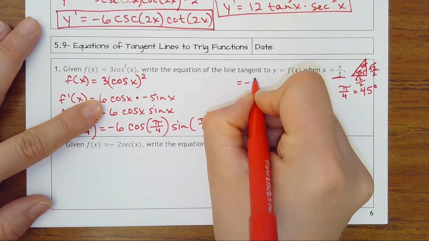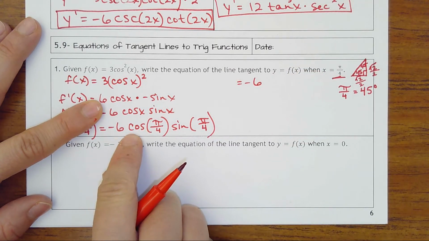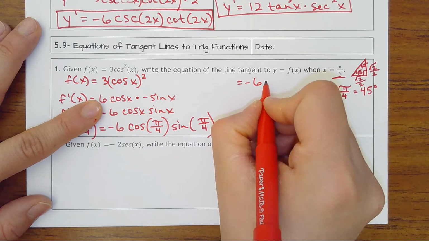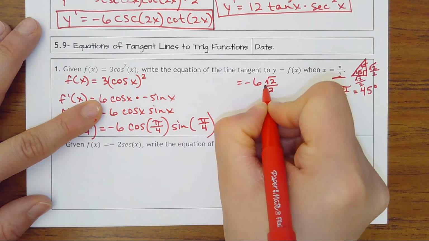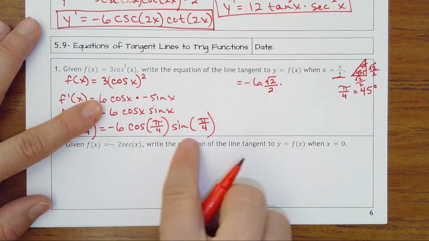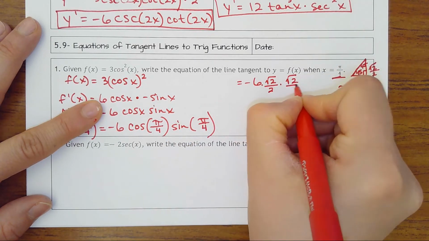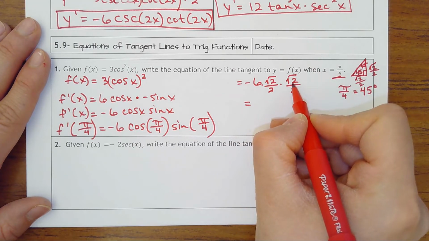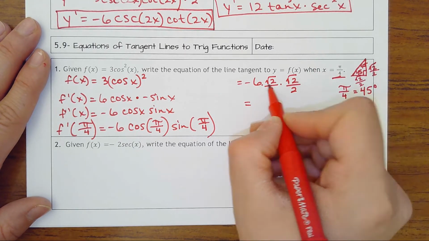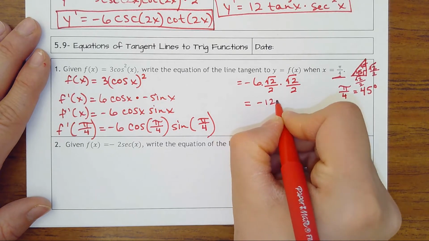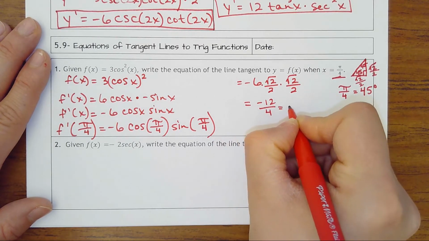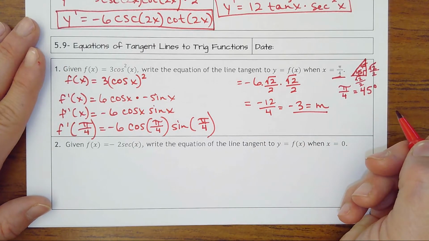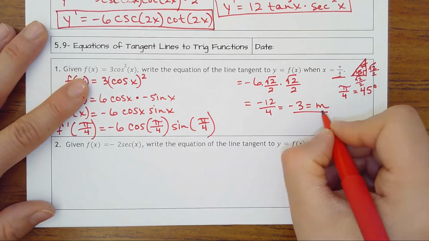So I would have negative 6 times, so cosine is the adjacent leg, or the x value here. That would be square root of 2 over 2 times sine of that is also square root of 2 over 2. And we just have to simplify. Square root of 2 times square root of 2 would be square root of 4, which is back to 2. 2 times negative 6 is negative 12 over 4 is negative 3. That is our slope.